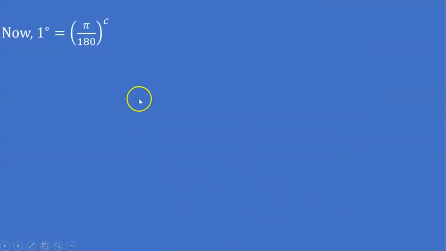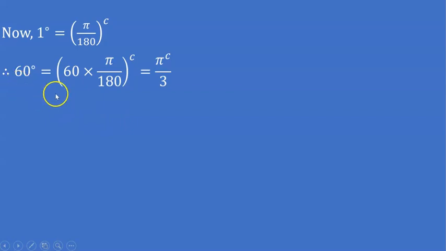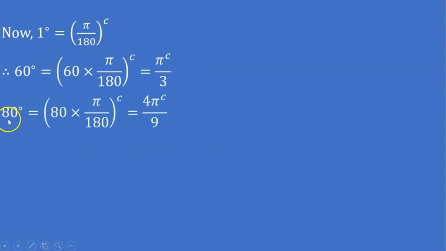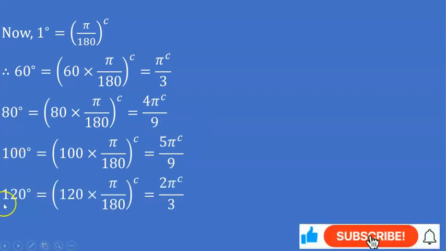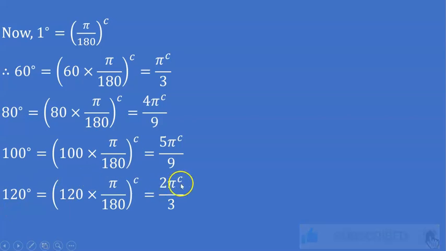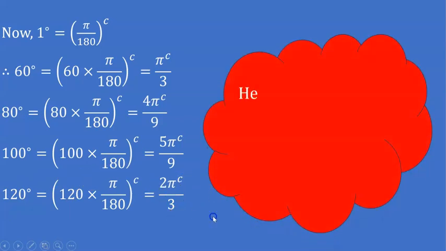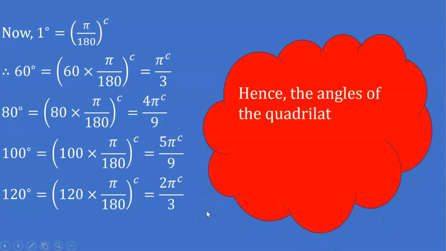Now we will convert this degree to the radian by multiplying pi upon 180. Now here 60 degree is equal to 60 into pi upon 180 radian, and after simplification it is pi by 3 radian. For 80 degree, again the same thing, 4 pi by 9 radian. For 100 degree it is 5 pi by 9 radian, and for 120 it is 2 pi by 3 radian. And in this way we have completed this miscellaneous exercise.